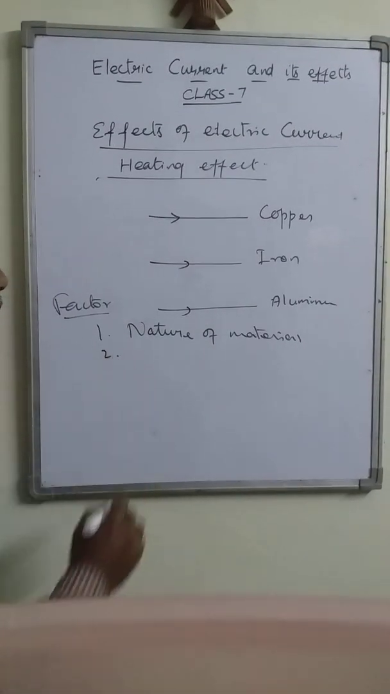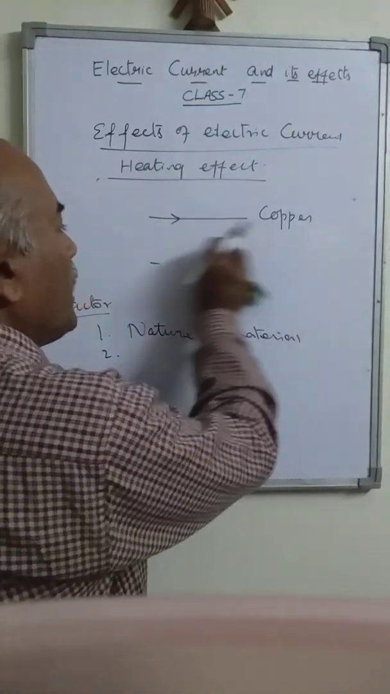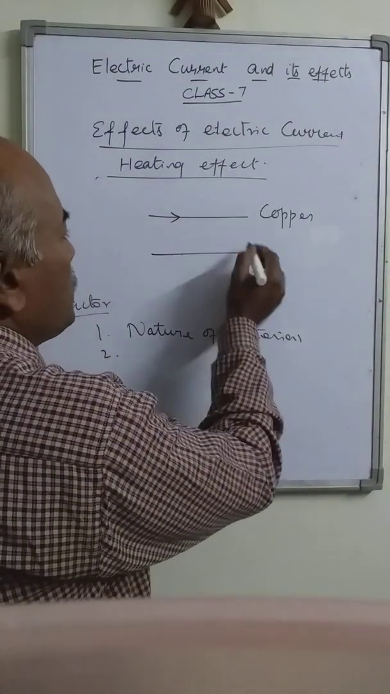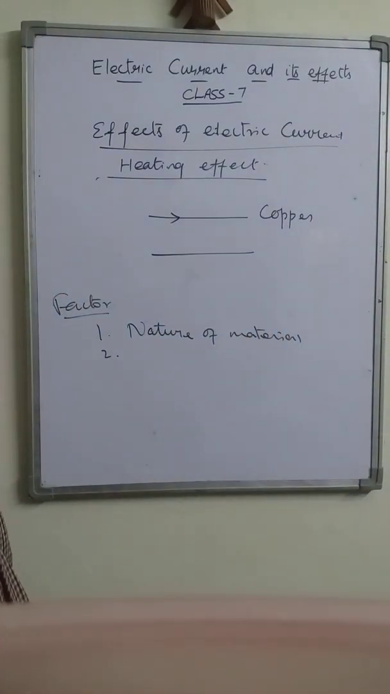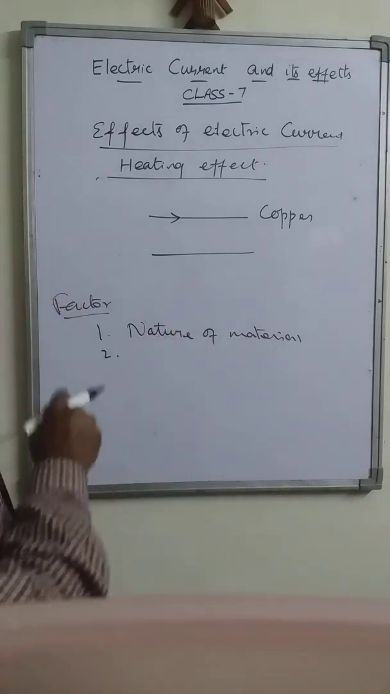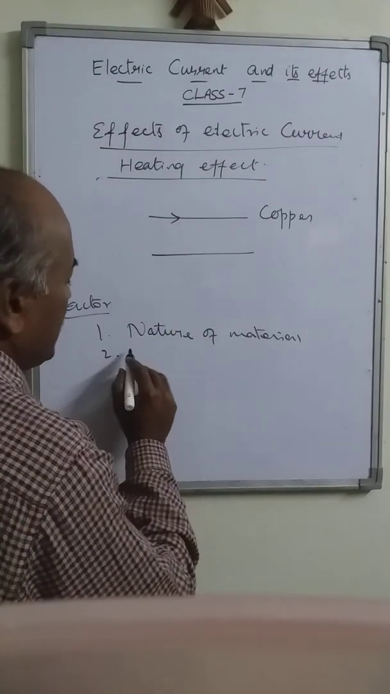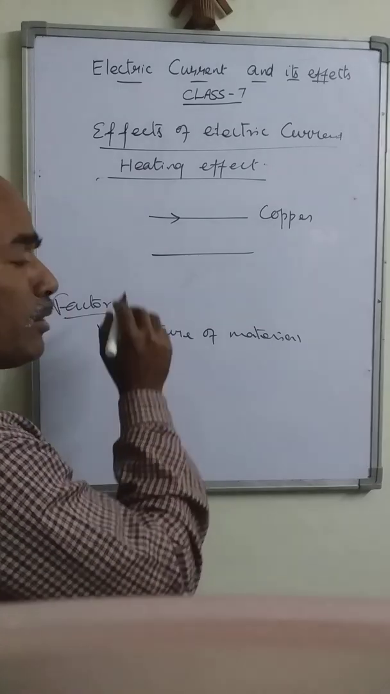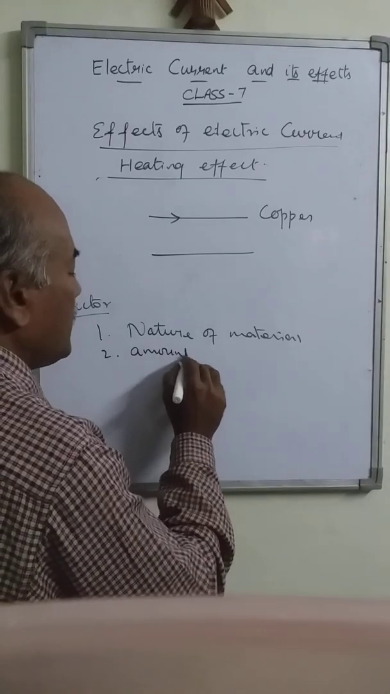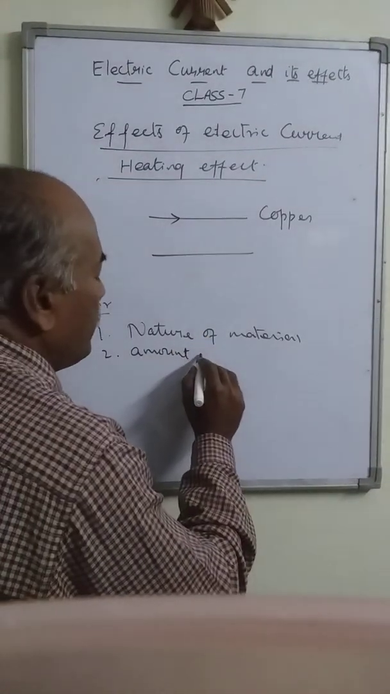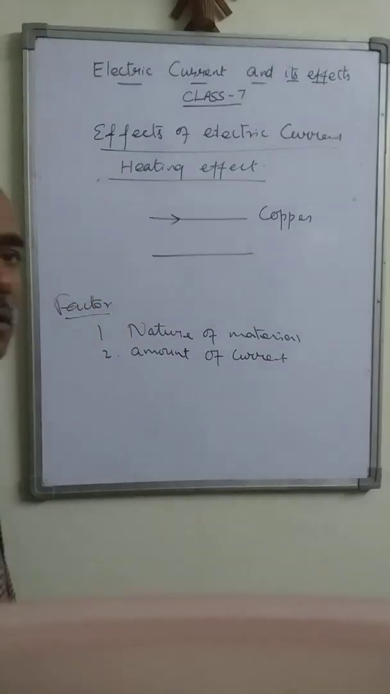Then the second one is, if we take the wires, and these two wires are both made up of copper. But if we pass different amount of current, then also the amount of heat will be different. So amount of current. If we change the current, different amount of current. Right? Okay.